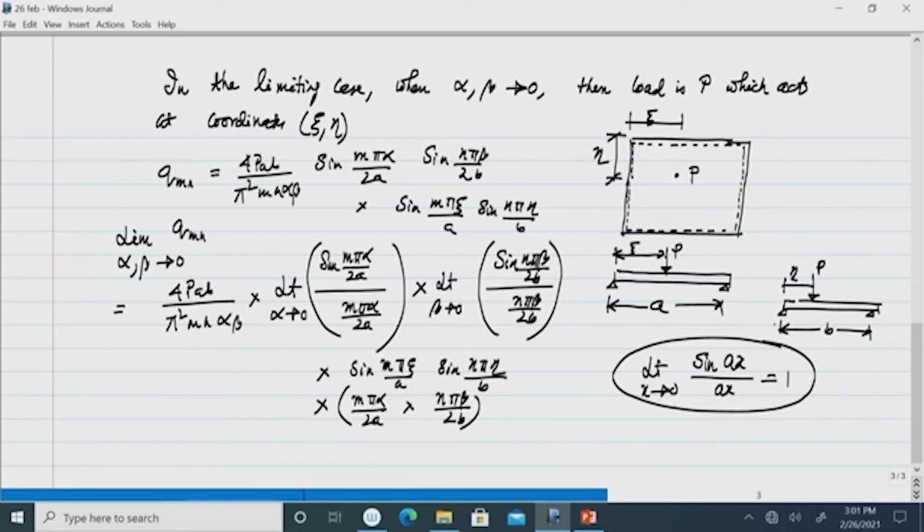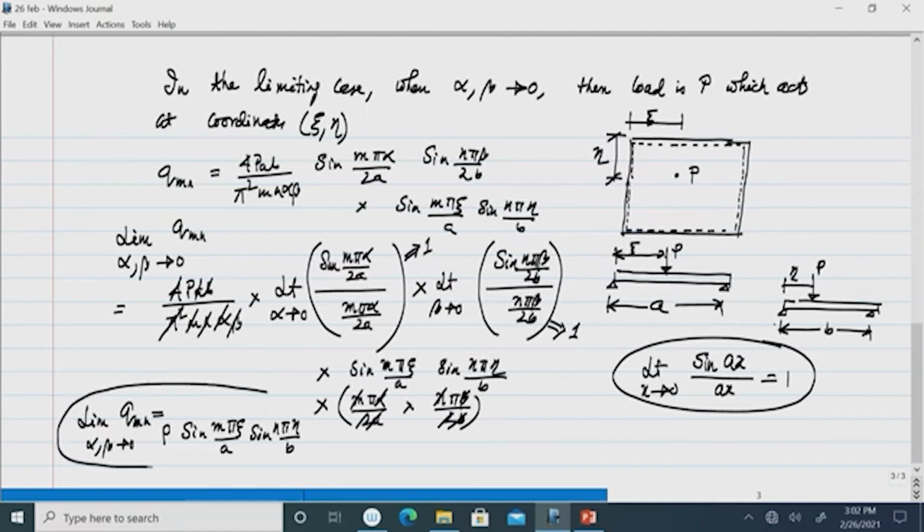So, you can see now from this that a b will get cancelled here, then 2 is 4, that 4 will also be cancelled, alpha beta will be cancelled here, m n will also be cancelled, and pi square will also be cancelled, and this value is actually 1, this value is also 1. So, ultimately we get the limit of q m n as alpha beta goes to 0 is nothing but p times sin m pi xi by a sin n pi eta by b. So, that is the limit of this function q m n.